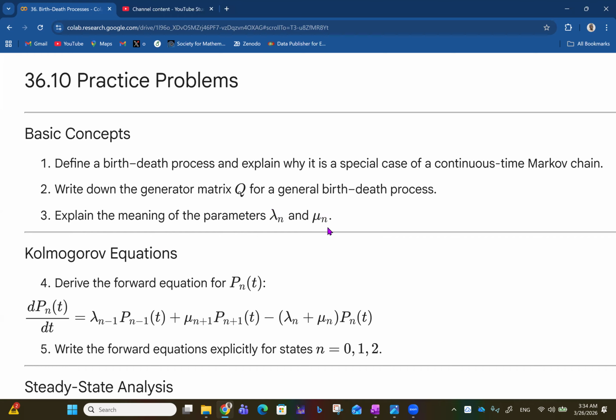So this is birth and this is death. Then talking about Kolmogorov equations, define the forward equation for Pn of t. Derive the forward equation for Pn of t, which is the Pn of t plus dt, and so on. So we saw this kind of thing before. Write the forward equations explicitly for states n equals 0, 1, 2. So you just substitute those values and make it clear.